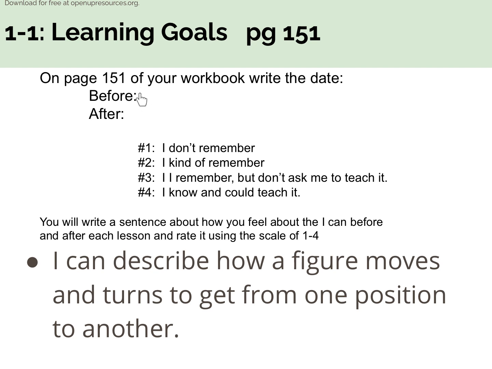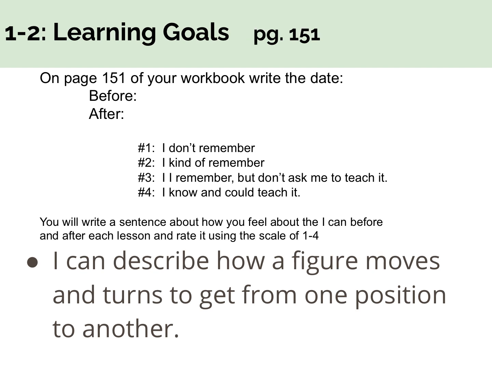Please notice how I have this before and then after. You're going to write yourself a sentence right now, a before sentence about how you feel about this lesson, how you feel about the I can statement. And then give yourself a number, which is down here. 1, I don't remember. 2, I kind of remember. 3, I do remember it. And then 4, I can teach it to my friend.